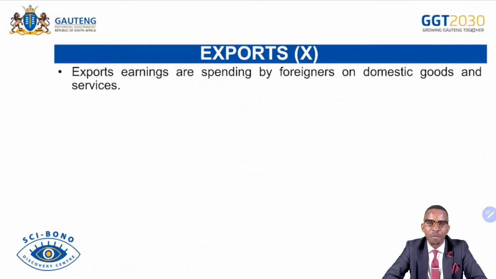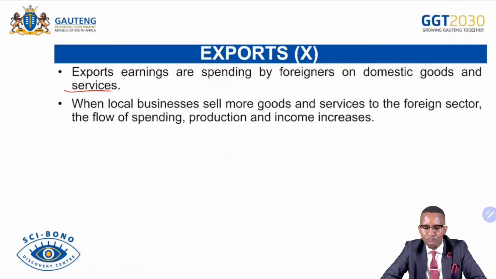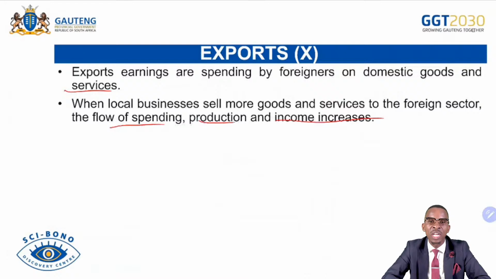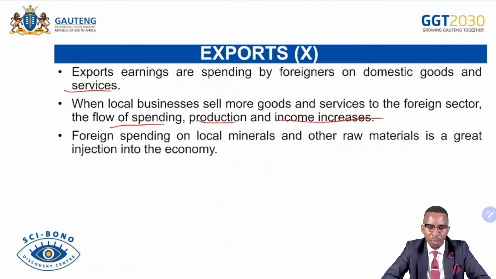And then the payment for export, which is known as export earnings, is spending by foreigners on the domestic goods and services. Whenever goods have been produced, then they are sold abroad, we earn payment for export in terms of foreign currency. When local businesses sell more goods and services to the foreign sector, the flow of spending, production, and income will be increasing, because our local firms will be increasing income as payment for those goods that have been sold abroad or into the foreign markets.